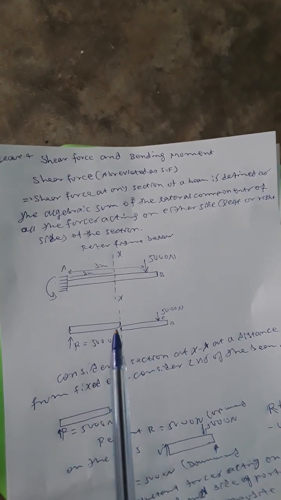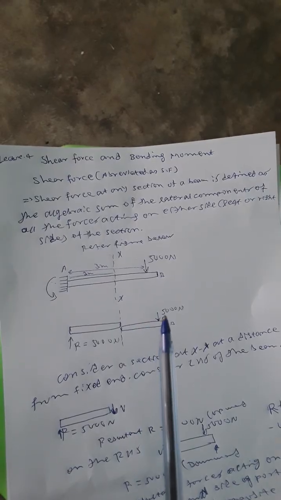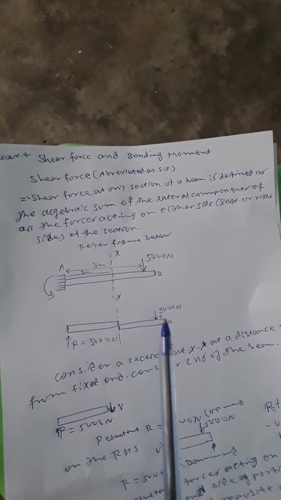Downward from the section to the right is downward. The resultant is downward. This is positive shear.